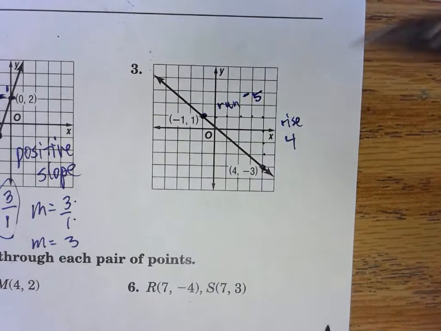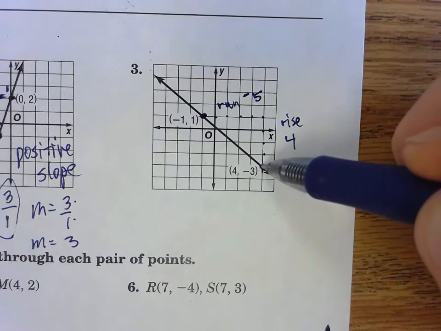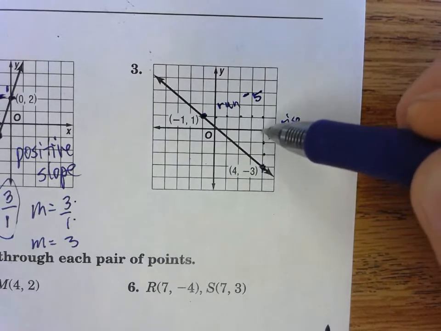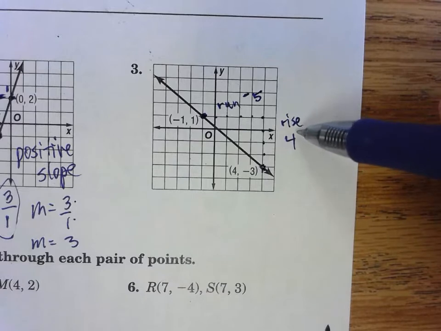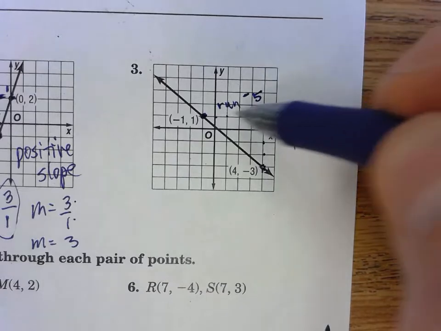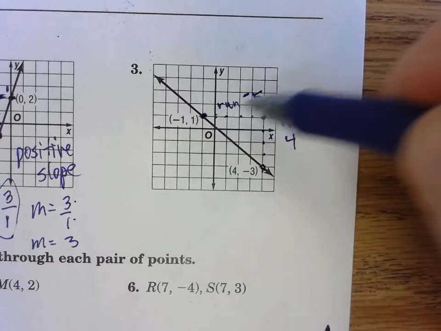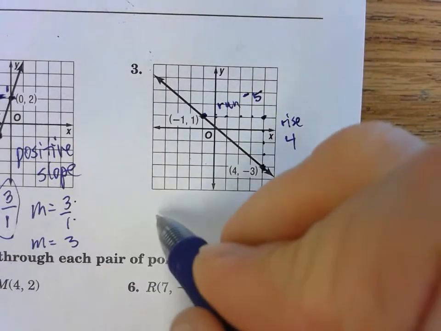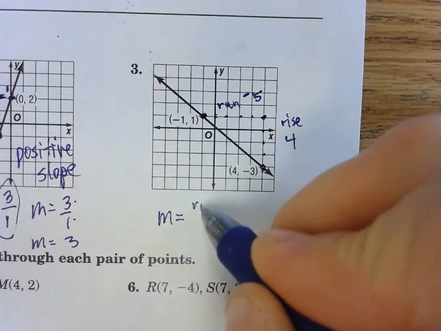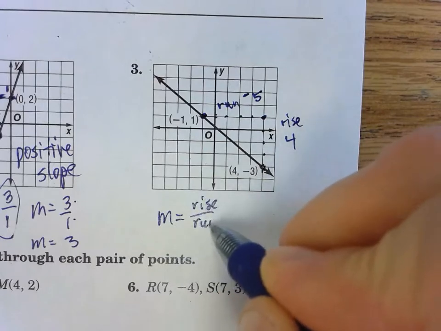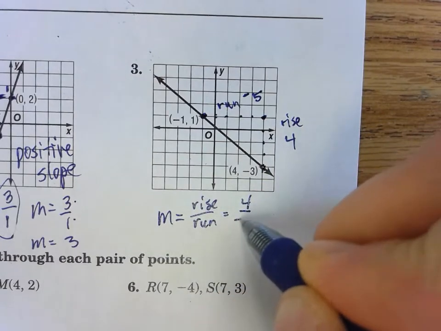So let's go through that one more time. Start at the lower point and go up 1, 2, 3, 4. That's a positive rise. Then once you get there, you've got to take a left-hand turn and go left 1, 2, 3, 4, 5. Going left is a negative. So my slope, if I do my rise over run, is 4 over -5.